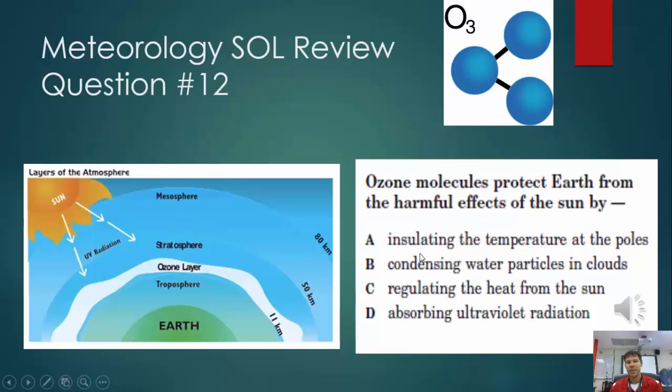So, our best answer here: A, insulating the temperature at the poles? No. B, condensing water particles in the clouds? No. C, regulating the heat from the sun? It's not a bad answer. They try to do this a lot in the SOL. Be sure you always read choice D, which is absorbing ultraviolet radiation. So D is a much better answer.